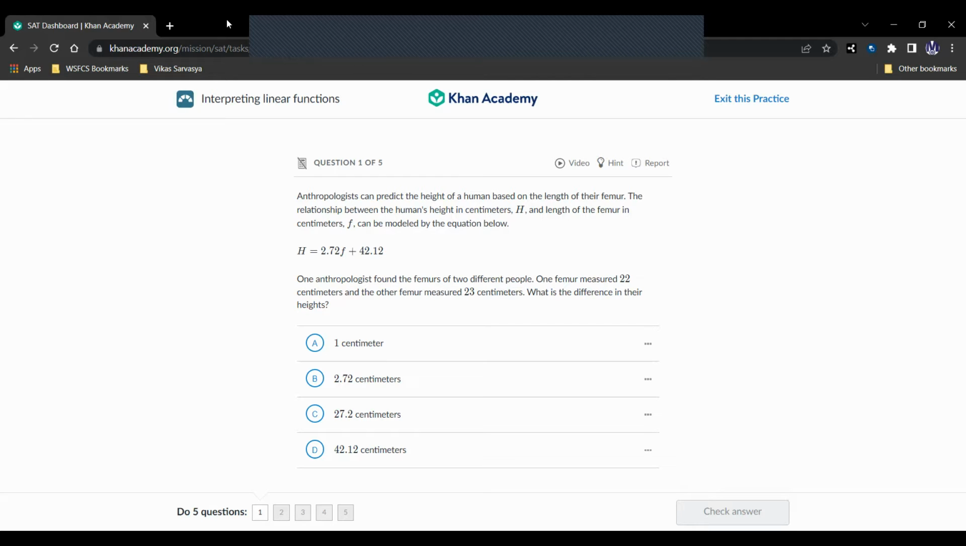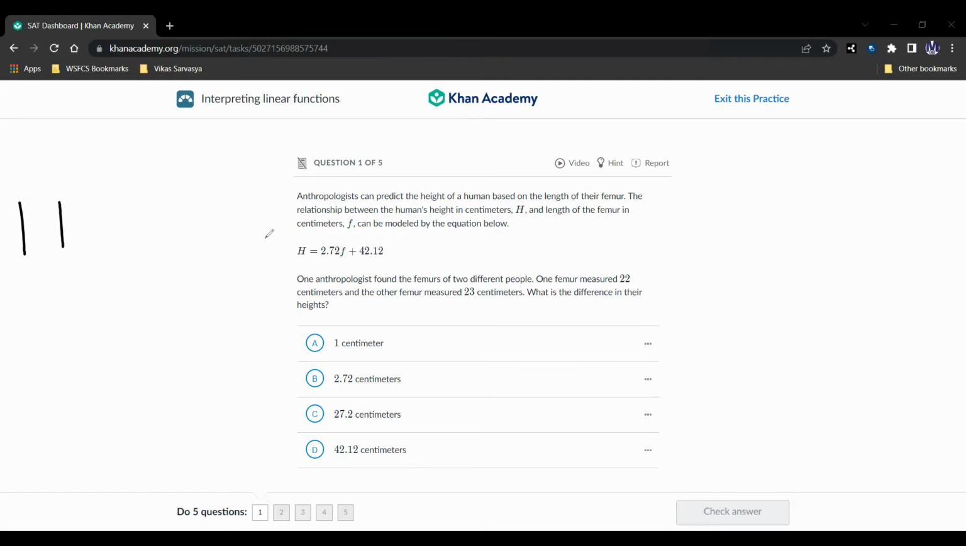Anthropologists can predict the height of a human based on the length of their femur. The relationship between the human's height in centimeters h and the length of the femur in centimeters f can be modeled by the equation below. H equals 2.72f plus 42.12. One anthropologist found the femurs of 2 different people. One femur measured 22 centimeters and the other measured 23 centimeters. What is the difference in their heights? Let's see what we can do about all of this.